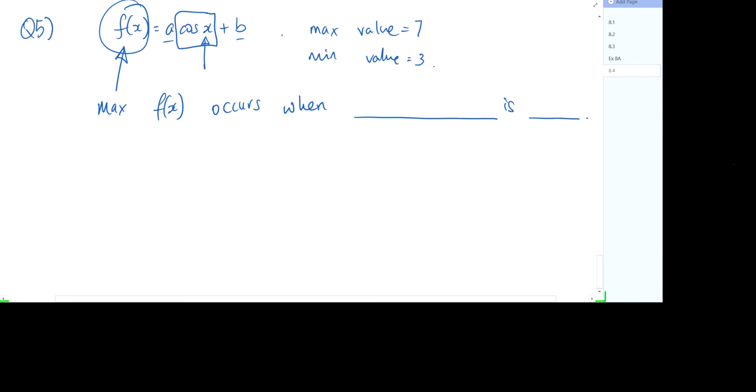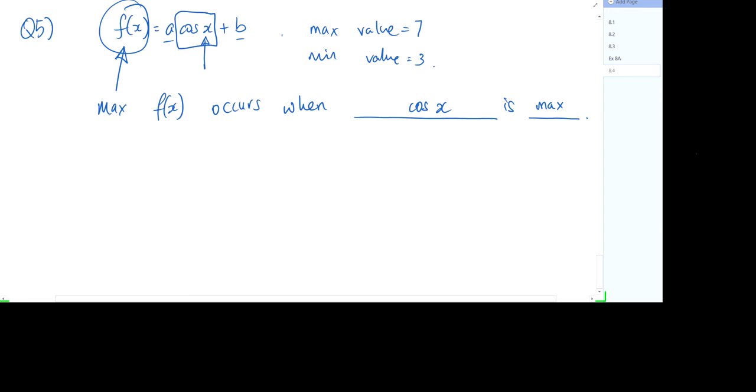Okay, so what do you think goes into these blanks? This is your thought process. This is what must be going through your brain. So maximum f(x) occurs when? What do you think goes into the first blank? Cosine x. Okay, cosine x is maximum.